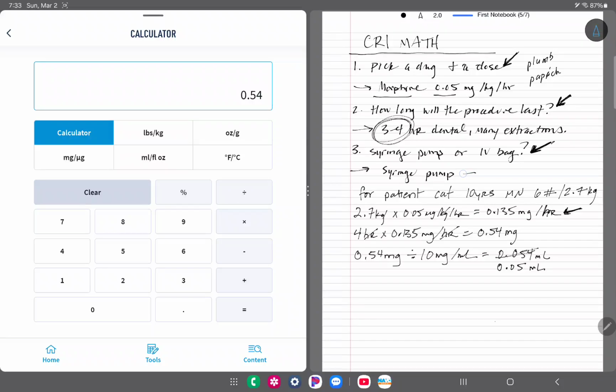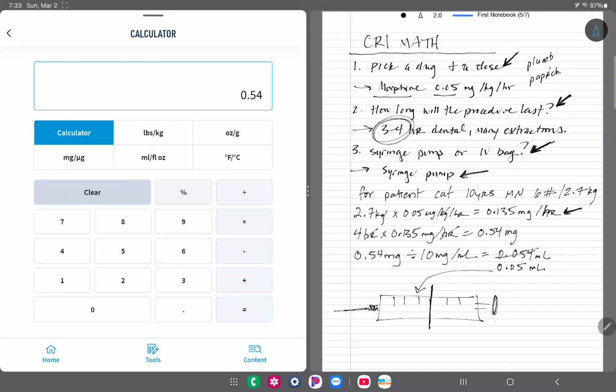So I also have decided, because I have a syringe pump, because I know cats are tiny, because I know my dose is tiny, I'm going to pick my syringe pump this time. So within that syringe pump, if it's going to run for 4 hours, I'm going to pick my 6 milliliter syringe with the needle on it. 1, 2, 3, 4, 5, 6 mils in that syringe. I'm going to fill it only to the 4 milliliter mark with saline. And then I'm going to add into that my 0.05 mils of morphine.